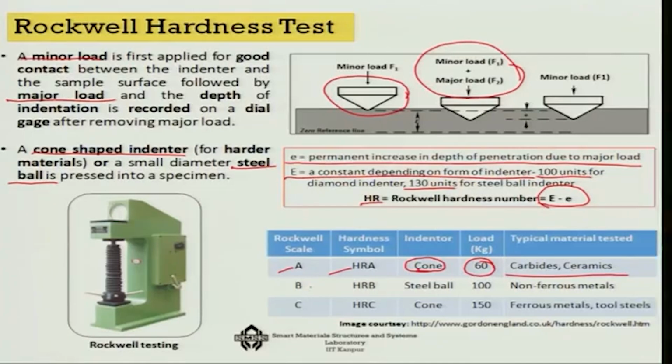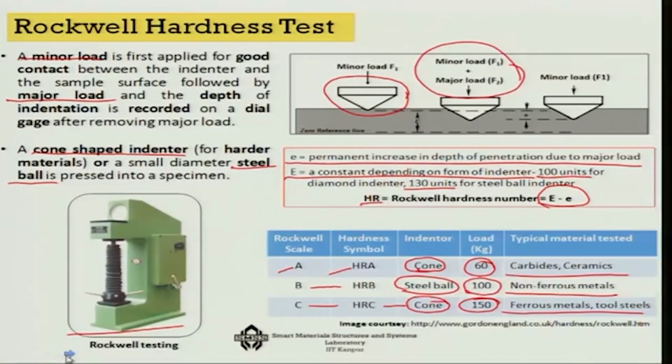Then the B scale of Rockwell, HRB, where we use the steel ball indenter. The load is more here, about 100 kg to create plastic deformation, and the typical materials are non-ferrous metals. And then C is used mostly for steel. So, the HRC scale, and once again we use a cone shape, with a 150 kg load, for ferrous metals and tool steels. So, that is the Rockwell hardness test, and this is a typical Rockwell hardness machine that you can see here.